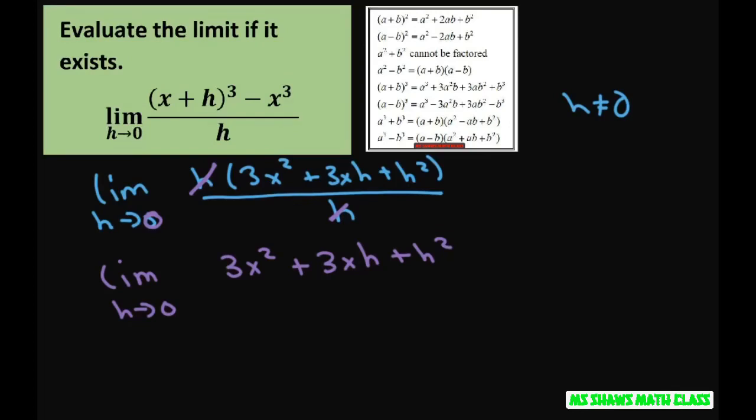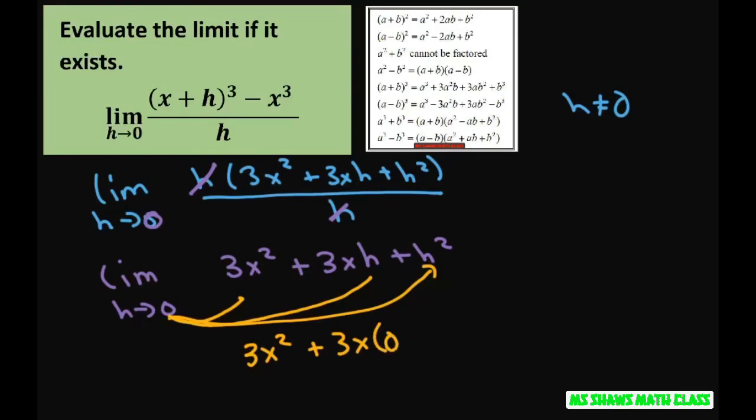At this point, all you're going to do is plug the 0 in for all your h's, not x's, be careful. So in all your h's, and what you're going to get is 3x squared plus 3x times 0 plus 0 squared. And so your final answer is going to be 3x squared.